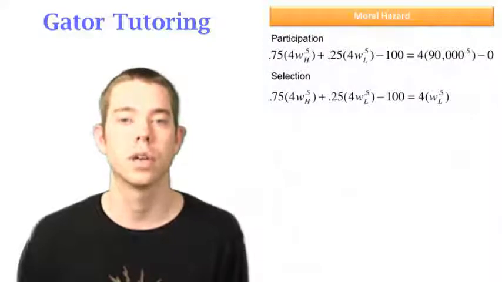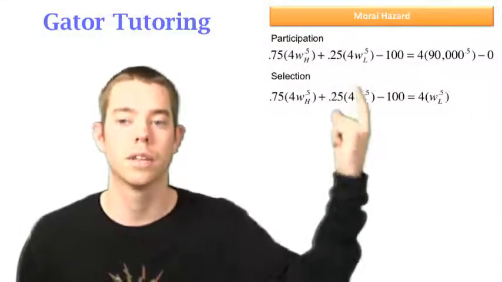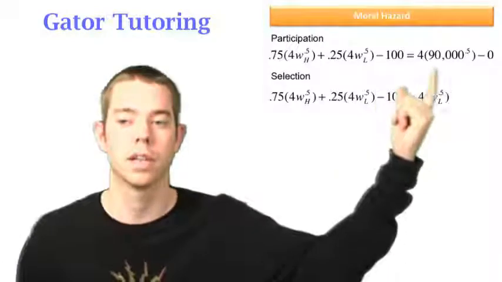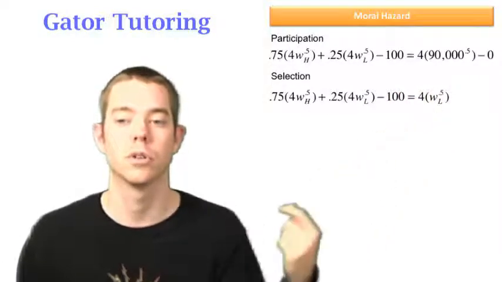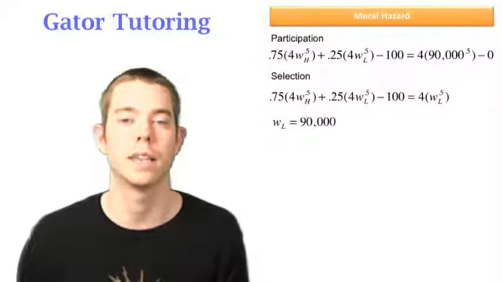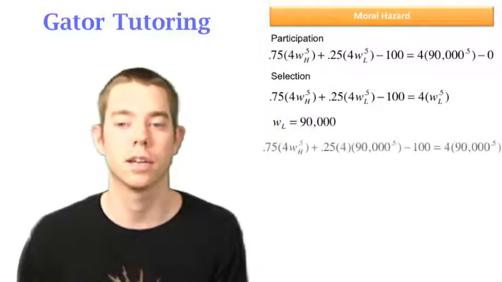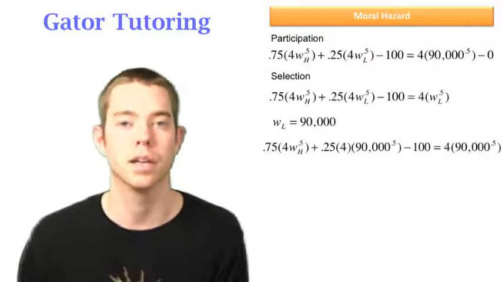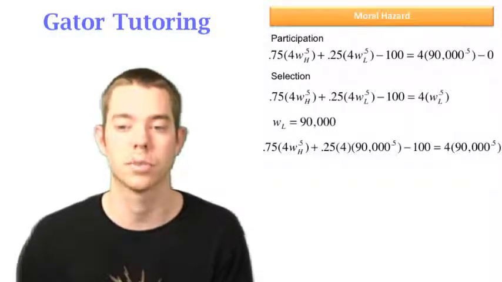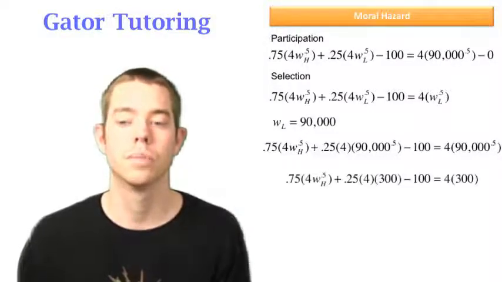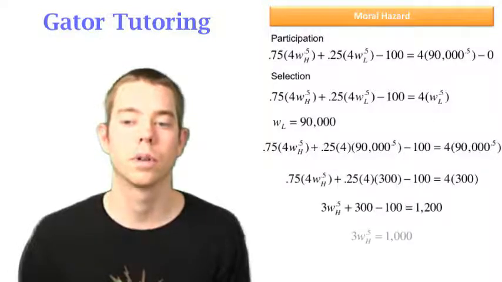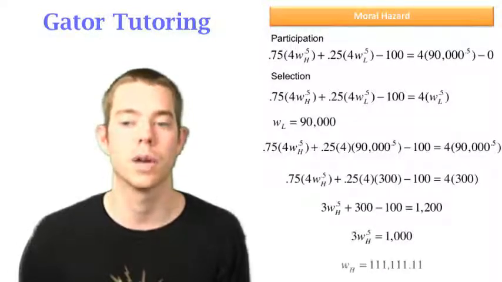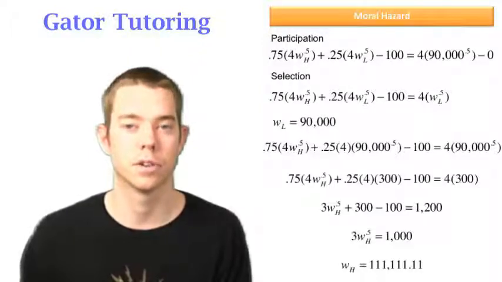So from those constraints, what we notice is the left sides are identical. Both this left side and this left side are identical, so the right sides must also be equal. So WL we can conclude is $90,000. We can then go back into our participation constraint and plug in WL to solve for WH, because WH is what the question asks us for. We do some math and combine like terms, and we can solve for WH in this case to be $111,111.11.